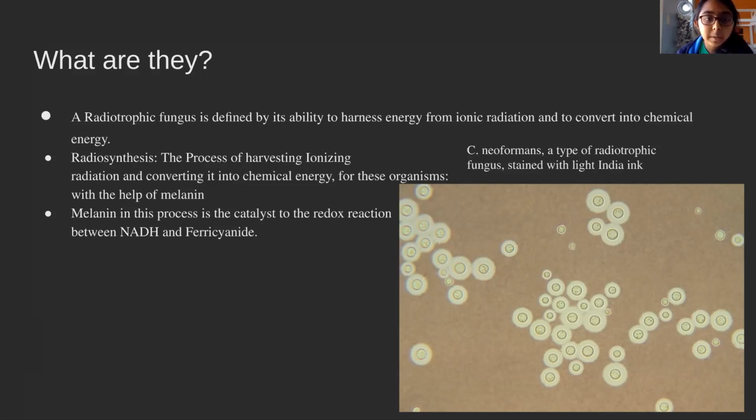This process is known as radiosynthesis. It's quite similar to photosynthesis, as both forms use radiation as an energy source, except that instead of chlorophyll, radiotrophic fungi use melanin, which is the pigment that gives color to our eyes, skin, and hair. Melanin acts as an electron transfer agent between NADH and ferricyanide. That is the process of radiotrophic fungi.